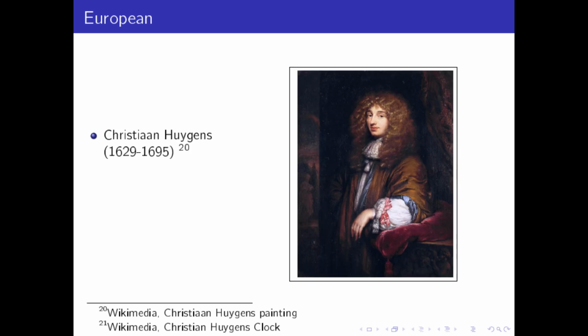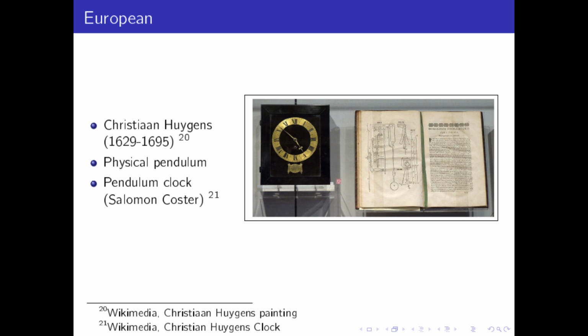Another important contribution comes from Christian Huygens. He made very important contributions to understanding the moment of inertia while studying the physical pendulum, and these are some of the necessary steps through the understanding of rotational motion. He also constructed a pendulum clock considered by Galileo with the help of Salomon Koster.